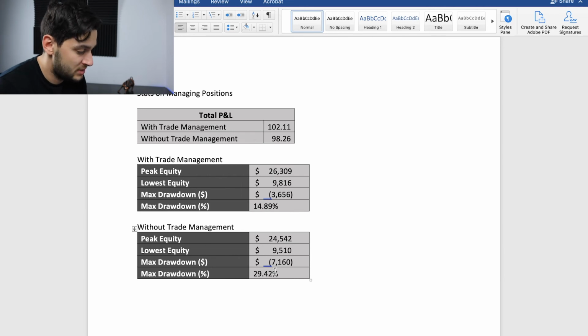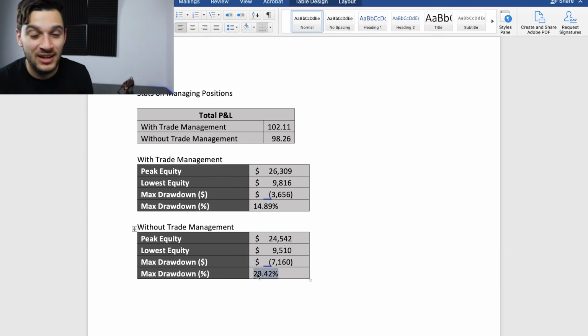But if you look at the maximum drawdown percentage, 29.42%. It's actually pretty much double the maximum drawdown of the trading system with trade management. So although the profits may not be different, the drawdown is significantly different, and having a drawdown of nearly 30% is definitely going to have an impact on your emotions, and not something that I'd be interested in doing. Even if the peak equity was, say, 30,000 and it was more than with the trade management, I still think I would use the trade management because I wouldn't want my account to be drawn down 30% at any given time.